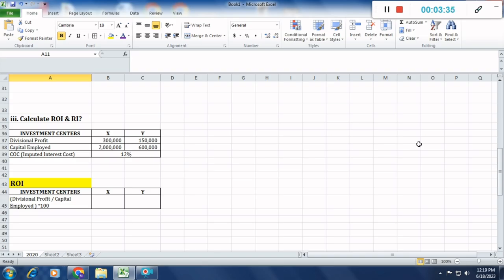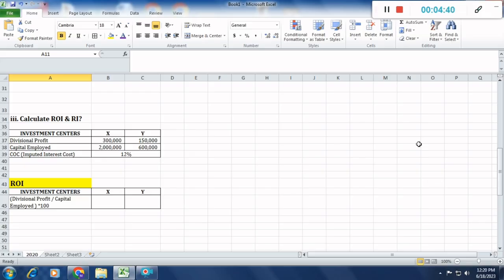The third part. Alpha Limited has two investment centers, X and Y, which show results for the year ended 31st March 2021 as follows. Divisional profit is given: X has 300,000, Y has 150,000. Capital employed is 2 million for X and 600,000 for Y. Cost of capital or imputed interest cost is given as 12% for both investment centers X and Y.